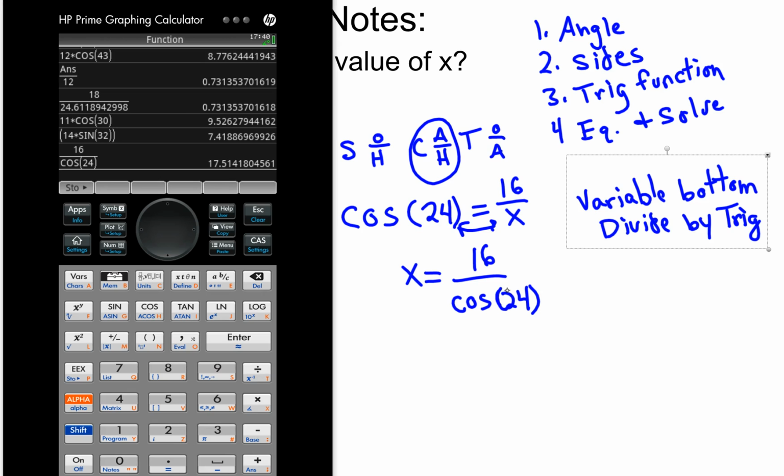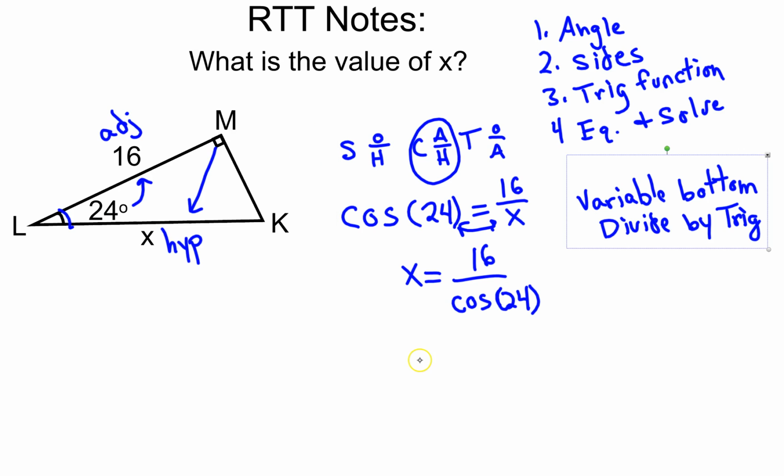17.514. Now again, I'm rounding to the third place, so I look at the fourth decimal, that's 1. So a 1 would leave that 4 the same when it's rounded. So I'm left with x is equal to 17.514.